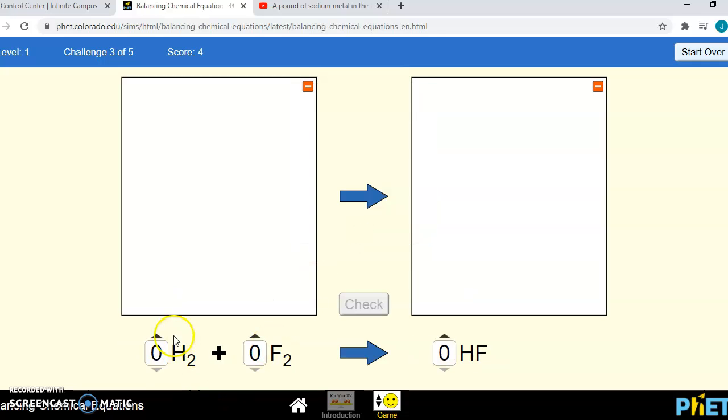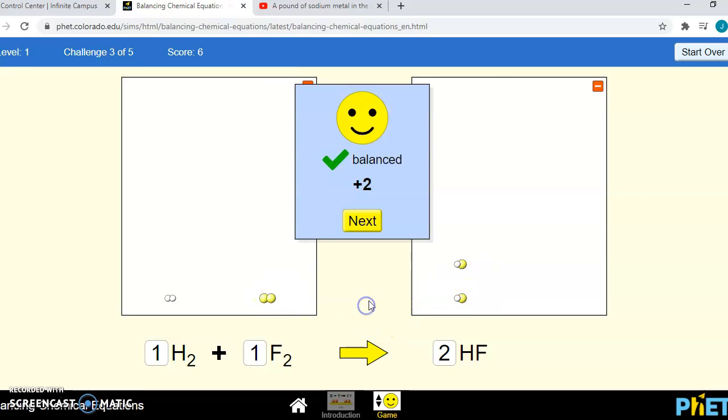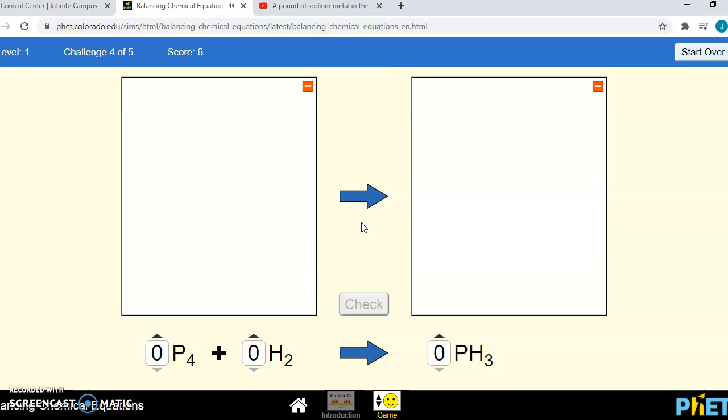Let's do one more. If I had 1 H2 plus 1 F2, I make 1 HF. Now let's see. Would that work? I have 2 H's. I have 2 F's. I only have 1 H and 1 F. Well, let's add another one here. Now we have 2 H's, 2 F's, 2 H's, 2 F's. That balances.